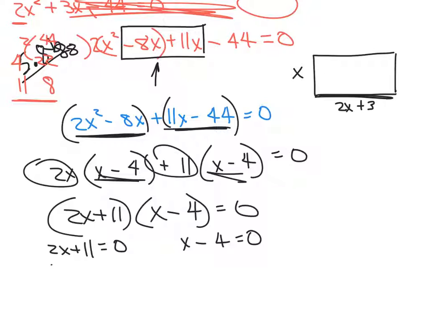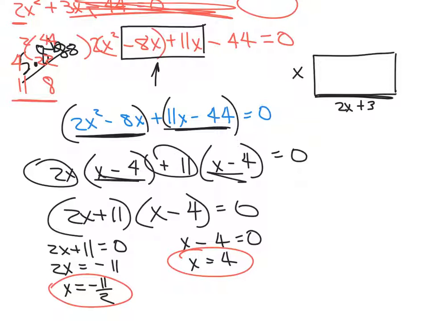And this one is the trickier one. And then I divide by 2. That doesn't look so happy. And this one over here is going to be 4. So there's my two answers for x. Two possible solutions there for my x.